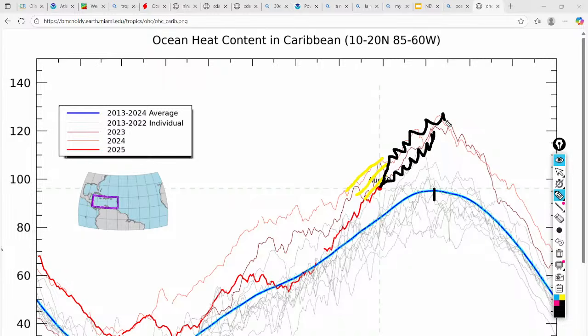That's very crazy. So we're taking a look at ocean heat content in the Caribbean. We're taking a look at ocean heat content in the Gulf. We're taking a look at ocean heat content in the main development region. This is the average ocean heat content with these years.